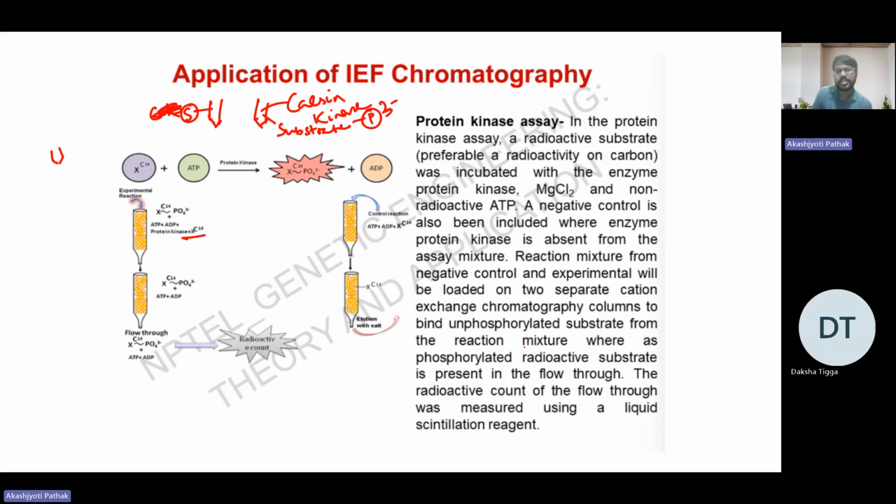Here basically they have used a cation exchange chromatography column to separate. So what will happen if you use a cation exchange chromatography column? The phosphorylated protein will be eluted in the flow through, while the non-phosphorylated protein will remain bound. So depending on what column you are using, that will determine which will get eluted. Negatively charged will remain bound if it is an anion exchange column, and the non-phosphorylated will get eluted.